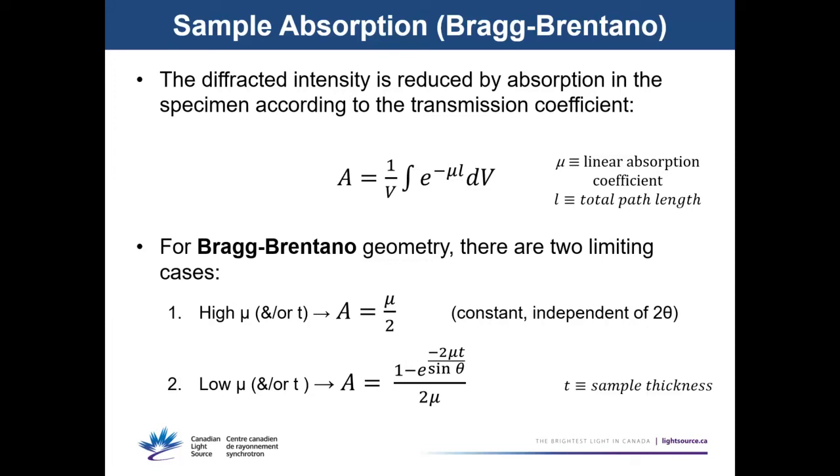If the sample is fairly non-absorbing and too thin, the beam will penetrate through the sample, and the absorption will vary with angle. Basically, you'll end up with a different factor with angle, which is typically a situation you want to avoid. You want your sample to be semi-infinite, normally in Bragg-Brentano geometry.